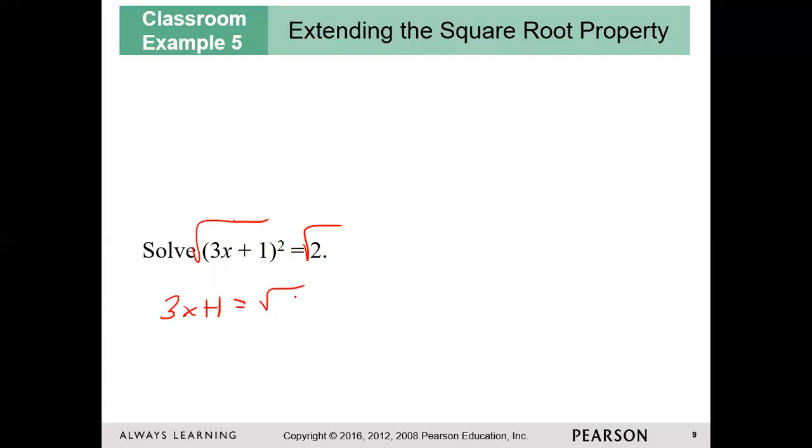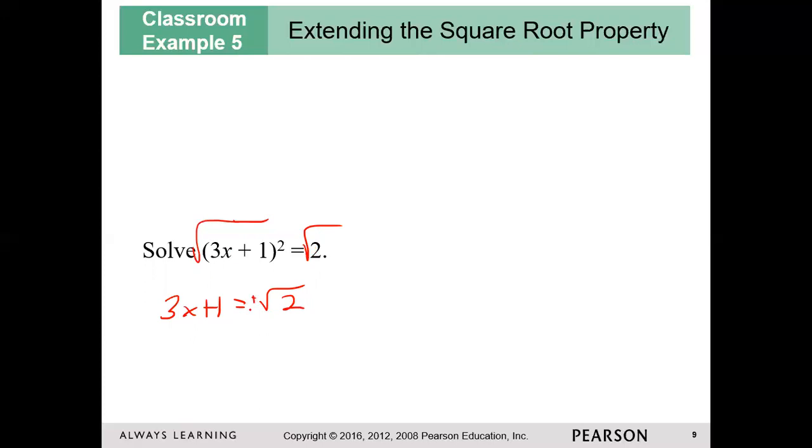MyMathLab will be very specific as to what it wants from you. It will either say round your answer to the nearest decimal, or a tenth of a decimal, or hundredth place, whatever it tells you to do, which means you're allowed to take the square root of 2 to get the decimal value. If you don't see something like that, then they probably want you to write the answer in terms of the expression that you're going to get here.